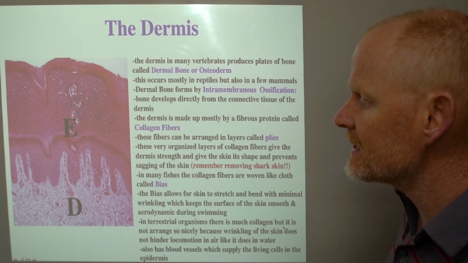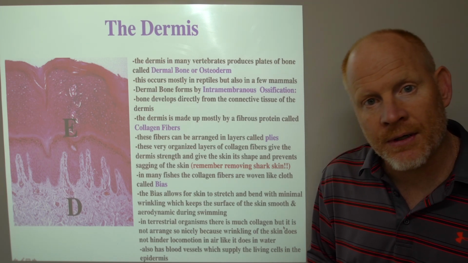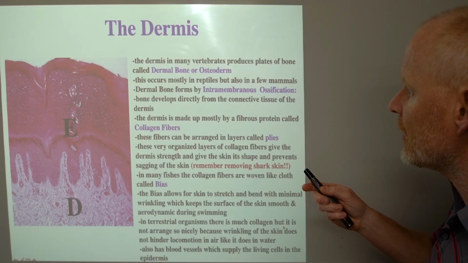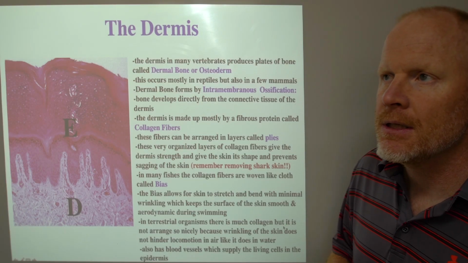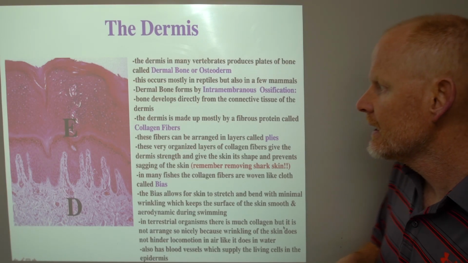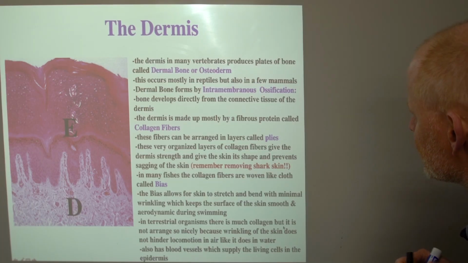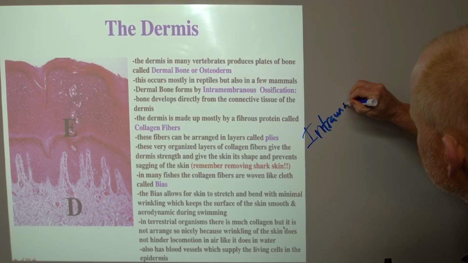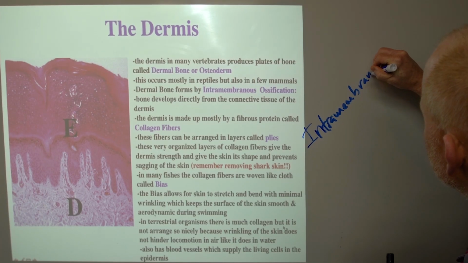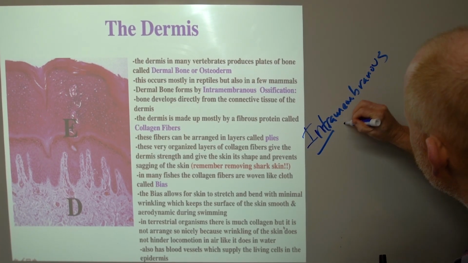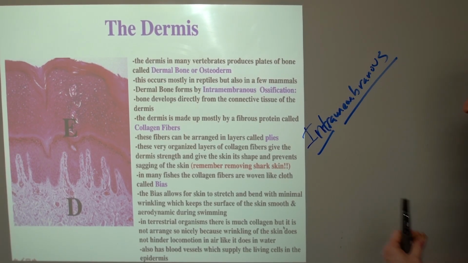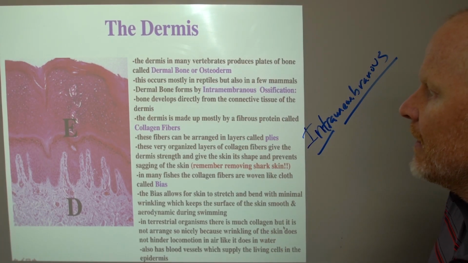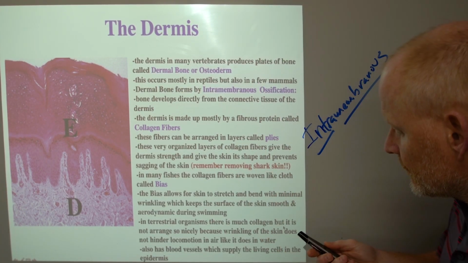All right, and so the dermis can often give rise to bone, what we call osteoderm. Osteo is bone, derm is skin, meaning dermis. And this type of bone formation is called intramembranous bone formation. So intramembranous means it is going to develop within a membrane. The membrane here, in intramembranous ossification, is the dermis.